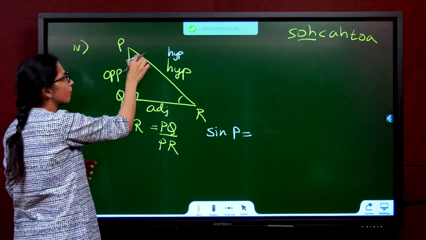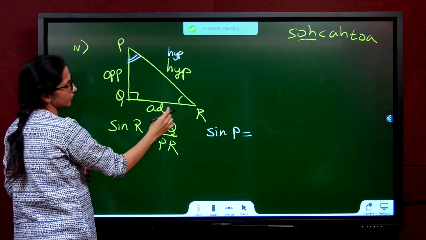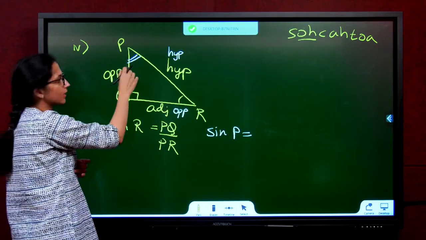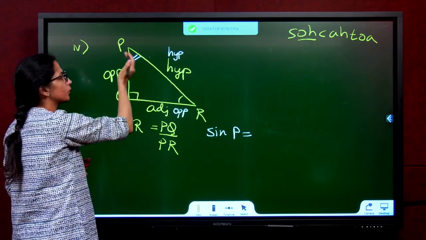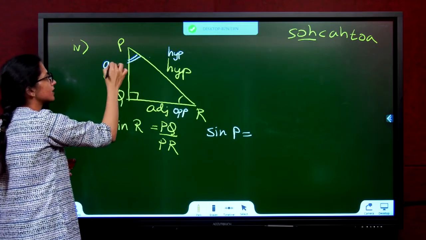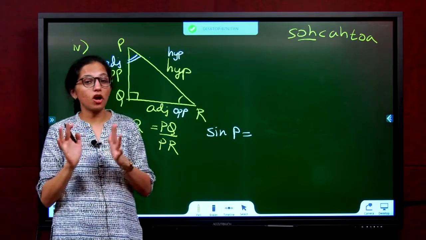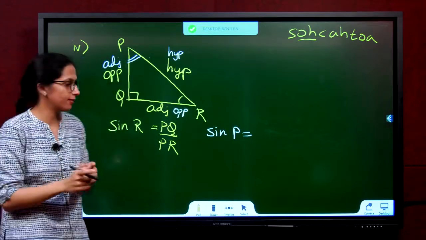Now for P, who's the opposite? This is the opposite, whatever I'm writing in white. Who's the adjacent for P? This or this? This is already the hypotenuse. Adjacent means next, so this is the adjacent. Understood? So opposite, adjacent, hypotenuse are not fixed. It depends on the angle.